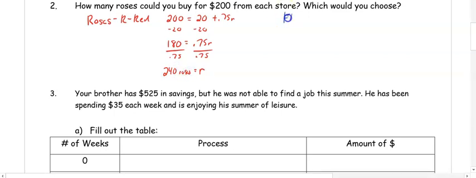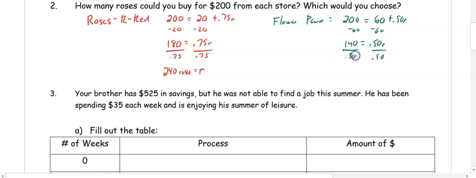Then we can look at Flower Power. So again, we're going to put in a cost of 200 and see how many roses we can buy. So we have 200 equals 60 plus 0.50 R. We can subtract 60. We get 140 equals 0.5 R. Divide by 0.50. And we get 280 roses. So we would want to buy our roses from Flower Power because we'd be able to get more roses.